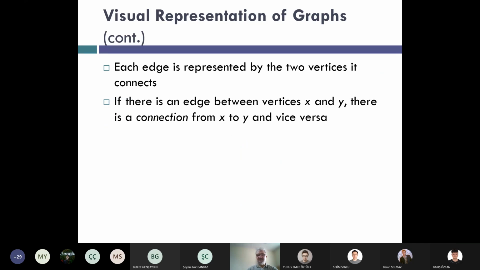Okay, we usually represent edges by two vertices. So an edge could be x, y. x is a vertex and y is a vertex. So this edge represents the connection between these two vertices. We can also draw it like this, right?